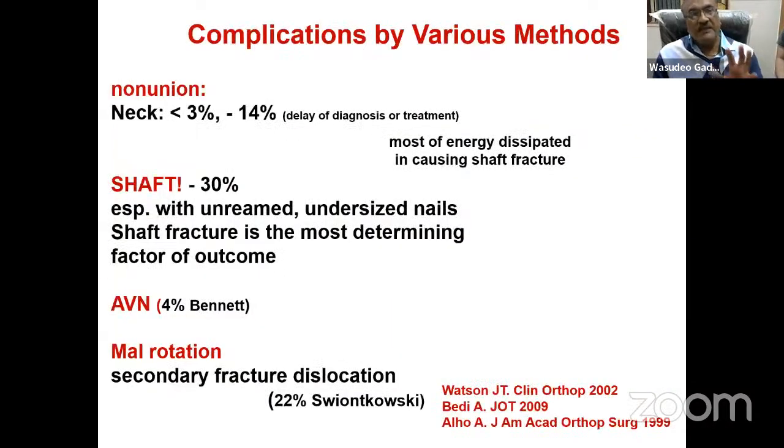So, complications by various methods. There are complications, and it is the most complicated surgery. Shaft fracture non-union 30%, neck non-union 3 to 14%, AVN 4%, because it is low energy trauma to the neck and high energy trauma to the shaft. Secondary fracture dislocation and malrotation are the most common in the literature.